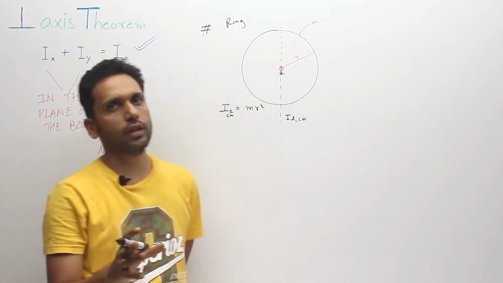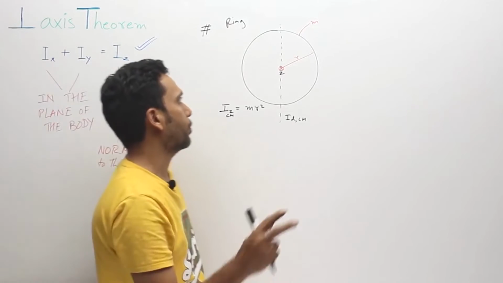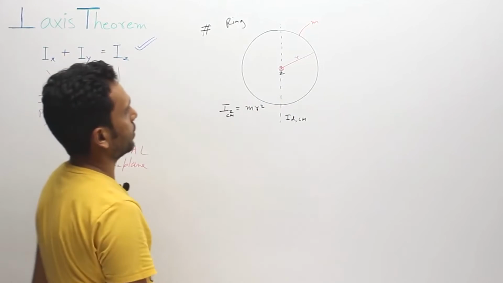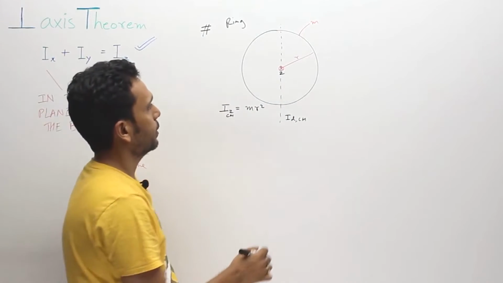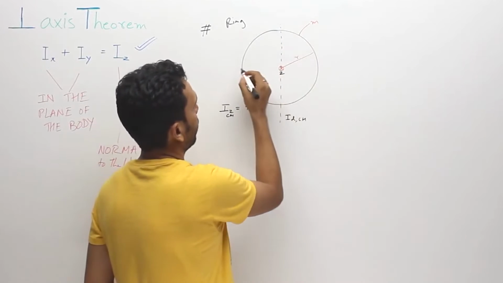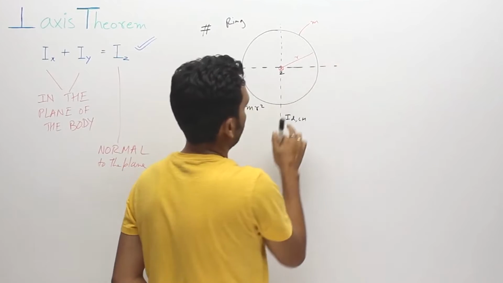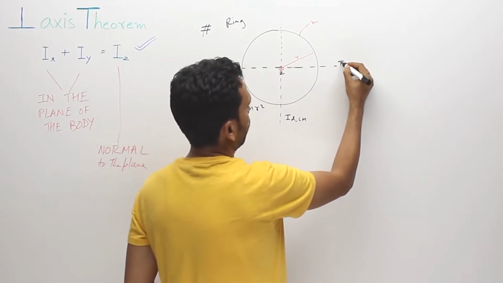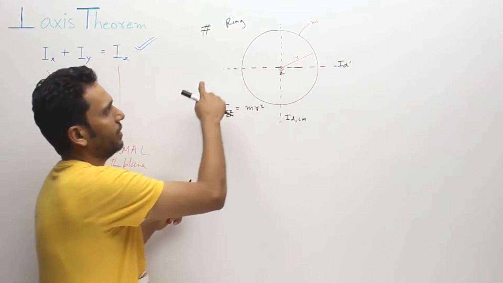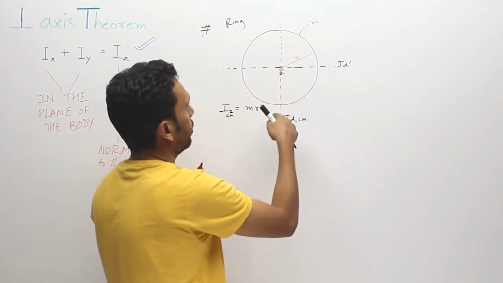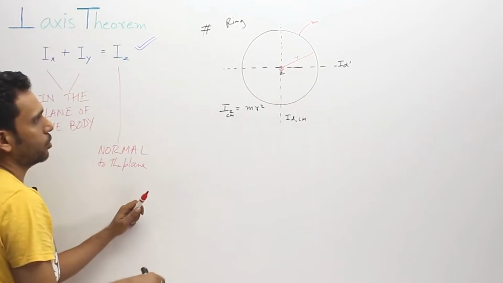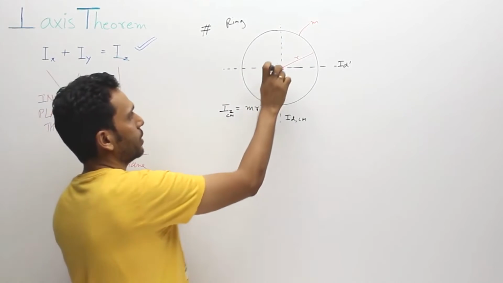I'll give you 30 seconds, just do it. So I hope you got an answer. Obviously this is being discussed under the perpendicular axis theorem, so your mind will go towards it. We know the plane of the body is this. We'll draw two axes which are perpendicular. One was the asked axis, and we'll draw the other axis, another diameter, I'll call it D dash. So these two are the perpendicular axes which are in the plane of the body, and the one which is outside is already given, which is your Iz.